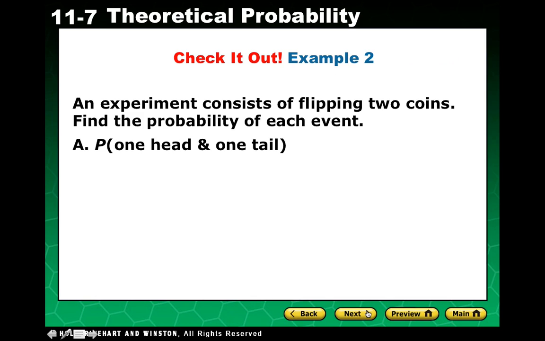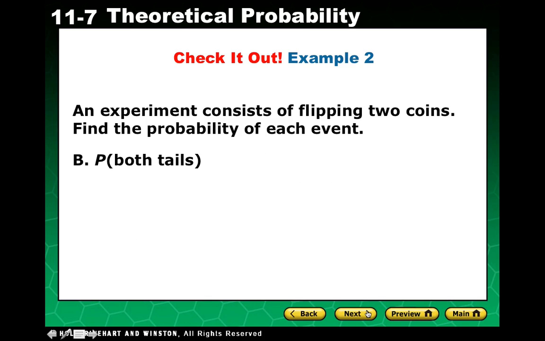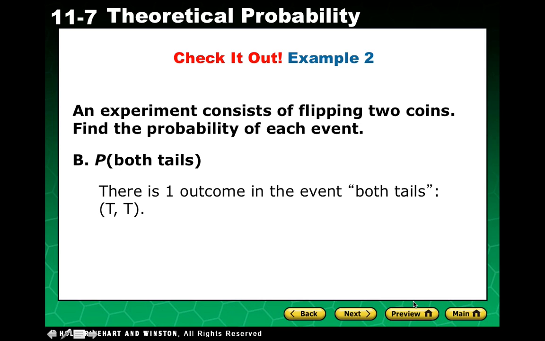So an experiment consists of flipping 2 coins. Find the probability of each event, 1 head and 1 tail. Okay, so there are 2 outcomes in the event, getting 1 head and 1 tail, and that's heads and tails or tails and heads. So 2 out of 4 possible outcomes, or 1/2. Both tails is 1 out of 4.